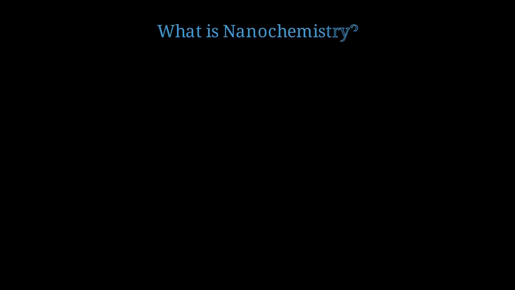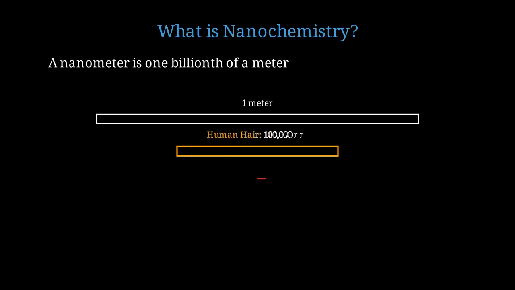Before we dive into applications, let's clarify what nanochemistry actually is. Nanochemistry involves designing and manipulating materials at the nanoscale, typically between 1 and 100 nanometers. To put this in perspective, a nanometer is 1/1000th of a meter. A human hair is about 80,000 to 100,000 nanometers wide. At the nanoscale, materials exhibit unique properties that differ dramatically from their bulk counterparts. This includes enhanced catalytic activity, increased surface area, and quantum mechanical effects.